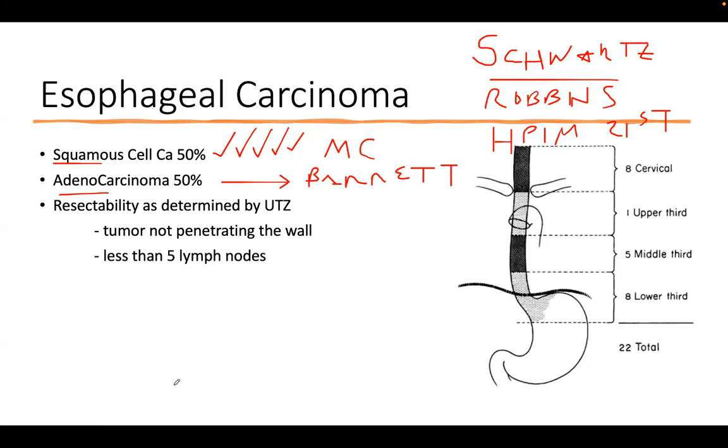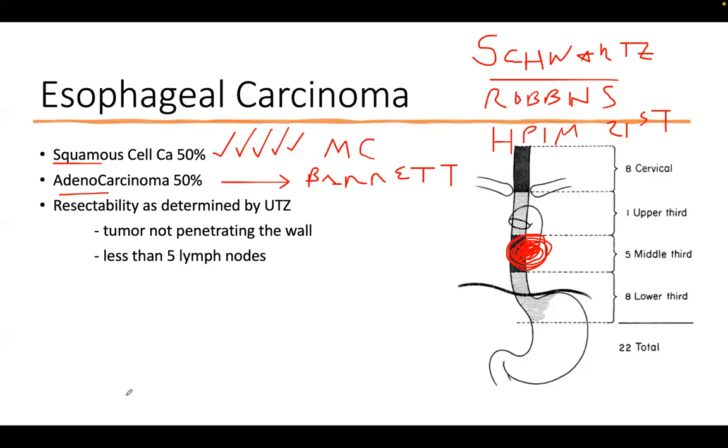So ultrasound is utilized to check resectability. And this is the criteria for resectability. Number one, the tumor does not penetrate the esophageal wall. Number two, there are less than 5 lymph nodes. So please take note of that. So most cancers are going to be here in the middle third. Usually presents as dysphagia, GERD. So please take note of that.